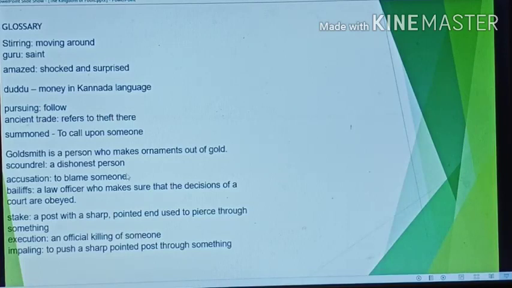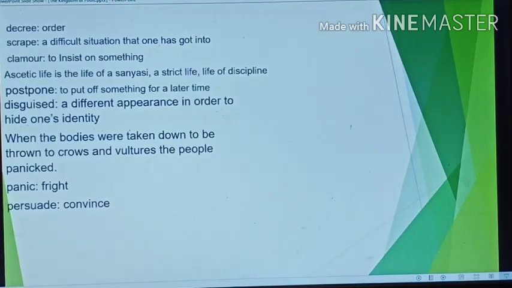Accusation, to blame someone. Bailiffs, a law officer who makes sure that the decisions of a court are obeyed. Stake, a post with a sharp, pointed end used to pierce through something. Execution, an official killing of someone. Impaling, to push a sharp pointed post through something. Decree, order. Scrape, a difficult situation that one has got into.